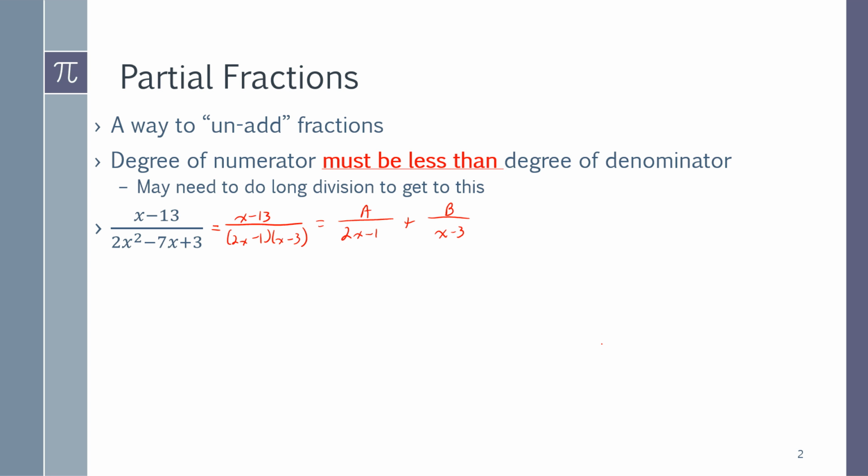Now, if the denominator of each of these fractions was not linear, it gets more complicated, but in terms of AP calculus, it's always going to be linear denominators. And the goal here is I need to figure out what A is and what B is.